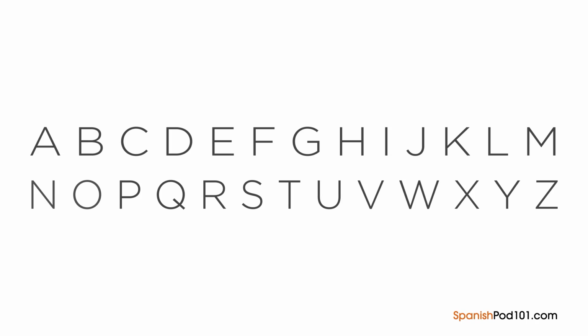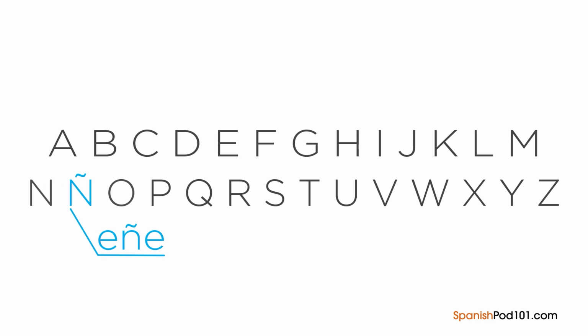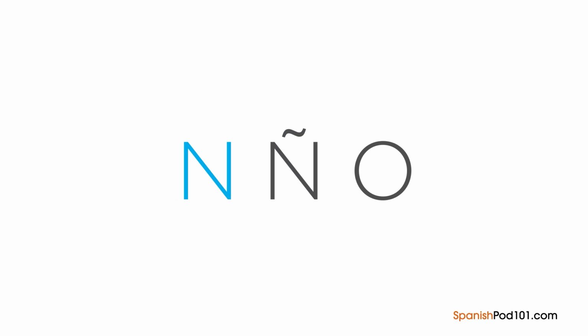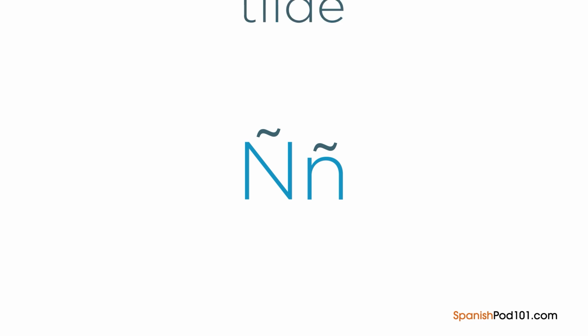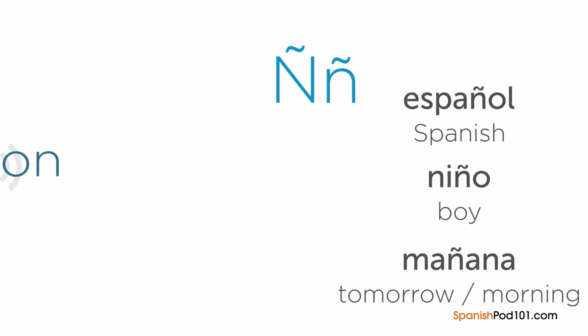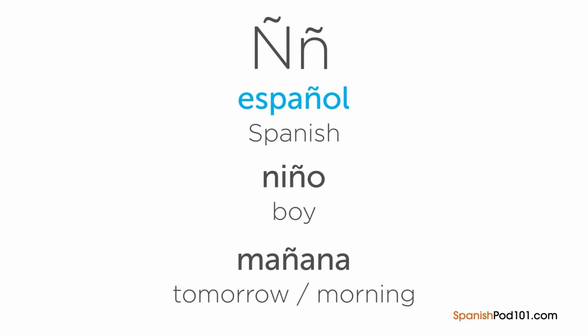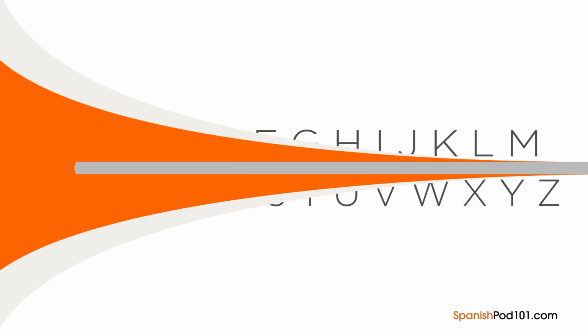Just like English, Spanish uses Roman letters in its writing. Unlike English, the Spanish alphabet has one additional letter called ñ, which appears after the letter N and before the letter O. This letter looks like a regular N, but with a tilde on top. It sounds like a combination between an N and a Y sound, like in the word canyon. Ñ, español, niño, mañana. Other than this one extra letter, the Spanish alphabet is essentially written the same as the English alphabet.